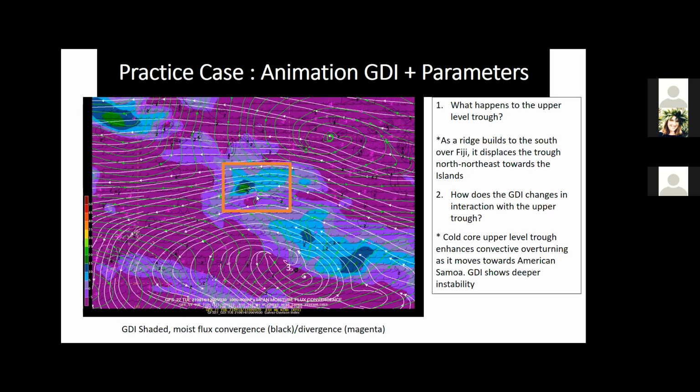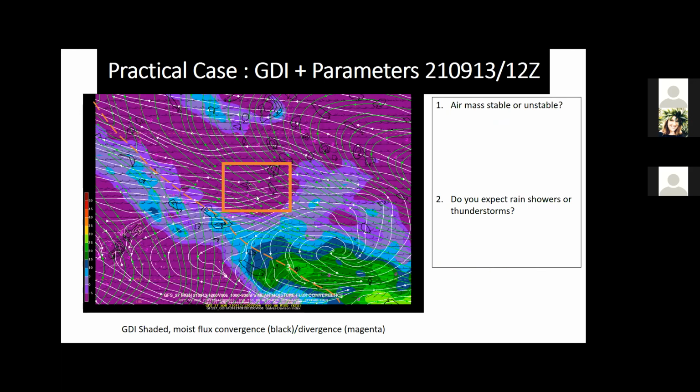So let's take a look at some of the time periods that we were looking at before. The first question: is the air mass stable or unstable? So when doing your forecast, is it convectively stable or convectively unstable? We have very low GDI values, less than 5. So the GDI is telling us that the air mass is convectively stable.